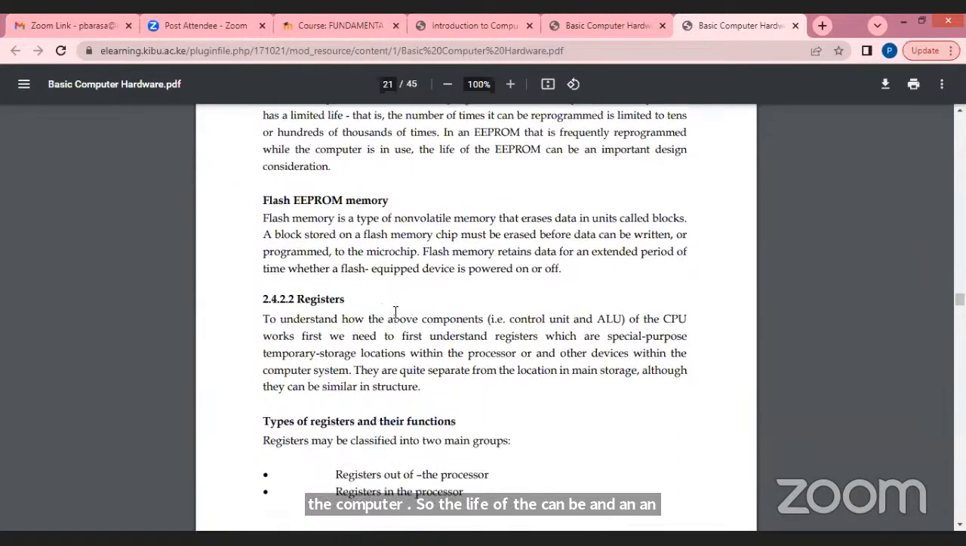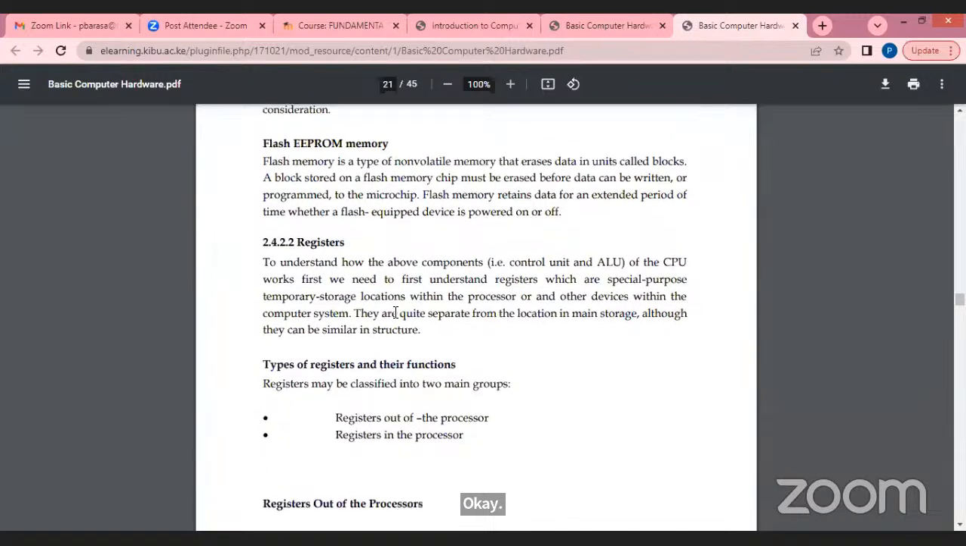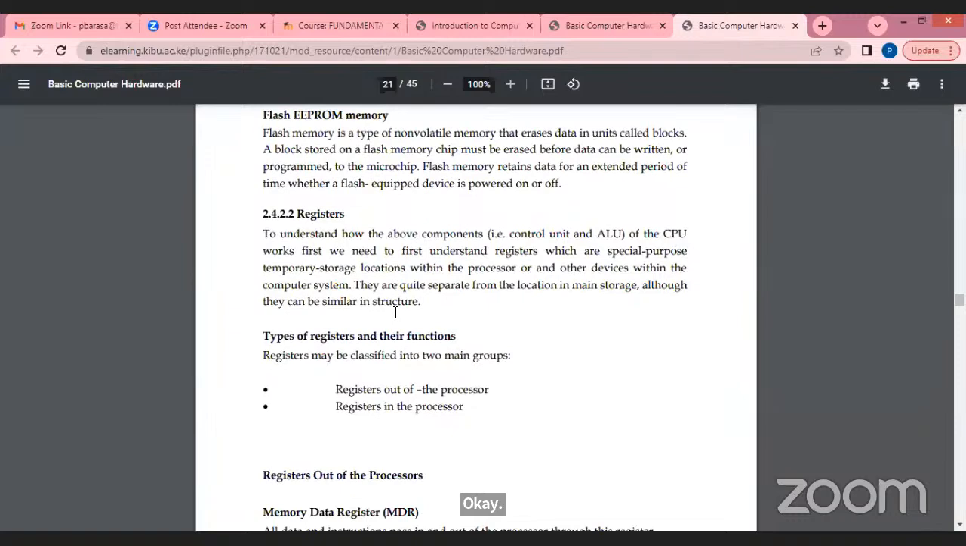The other one we have is what we call the flash EEPROM. Now the difference is that flash EEPROM is a type of non-volatile memory that erases data in units called blocks. A block stored on a flash memory chip must be erased before data can be written or programmed to the microchip. So flash memory retains data for an extended period of time, whether a flash-equipped device is powered on or off. So next, we are moving to registers.